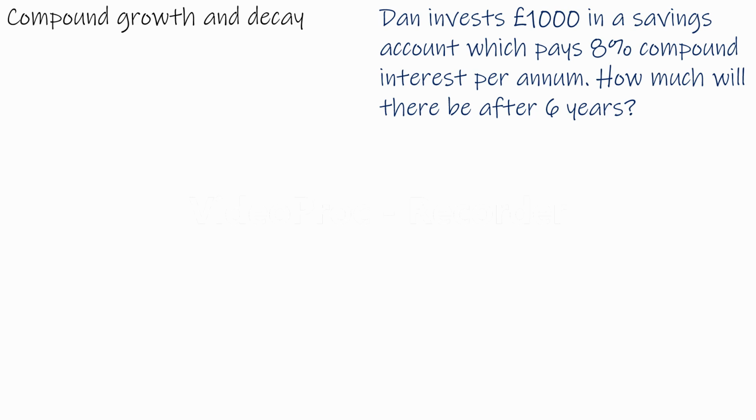Let's start by taking a look at the question here on the right, which tells us that Dan invests £1,000 in a savings account which pays 8% compound interest per annum, just meaning per year. It then goes on to ask us how much there will be after 6 years.